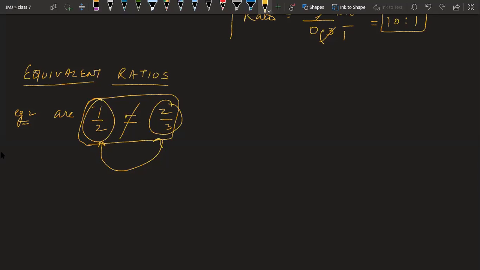So please repeat once again, Mokshita. Mokshita, we are doing the concept of equivalent fraction. Let me repeat it for you.